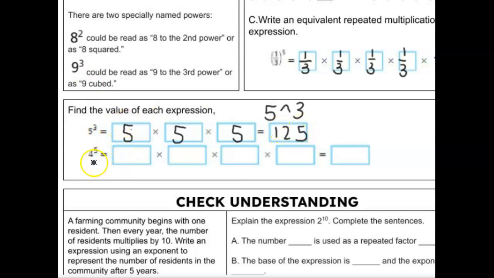4 to the 5th. The base is 4 and the exponent is 5. Since the exponent is 5, we're going to write 4 out 5 times. But we are missing a box, so I'm going to make that up for us. 1, 2, 3, 4, 5. So in our calculator, we're going to be typing 4 to the 5th. And I got 1,024.